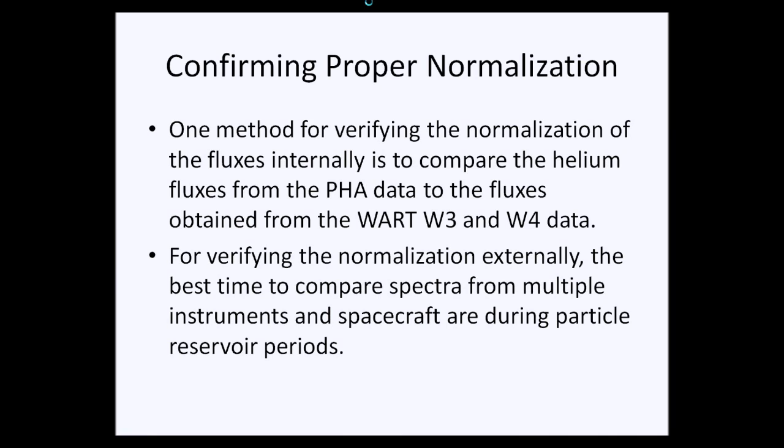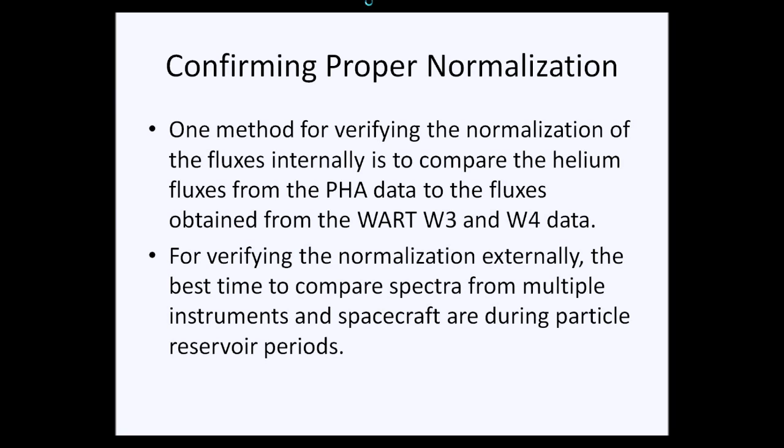Internally, the C and D detectors are also used to measure proton, helium, and heavy ion rates via the Wart system. The W3 and W4 channels of that system measure helium exclusively and should produce fluxes that align well with the helium spectra that we derive from the PHA matrix. These checks come out just fine, as we'll see here very shortly in the following slides.